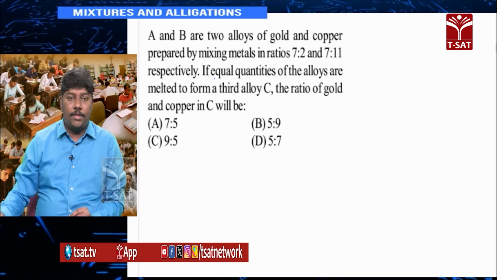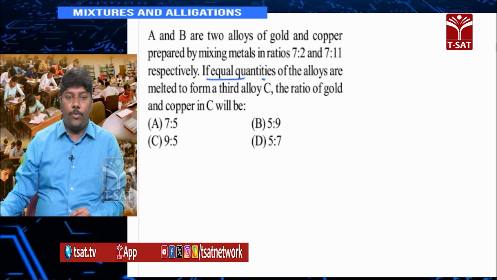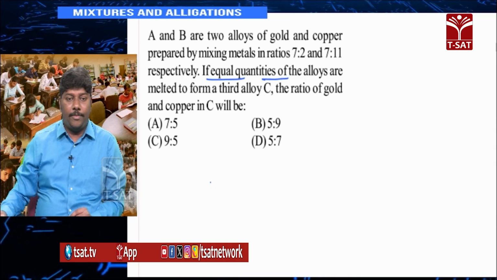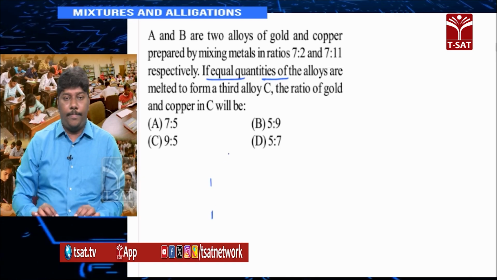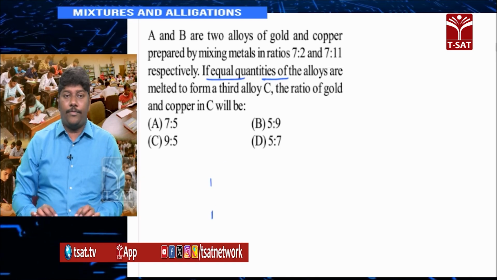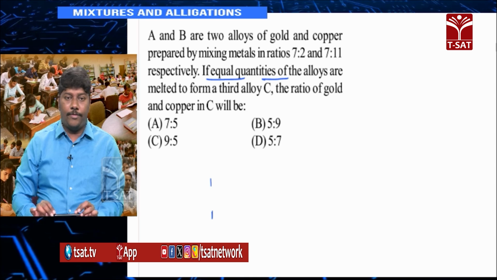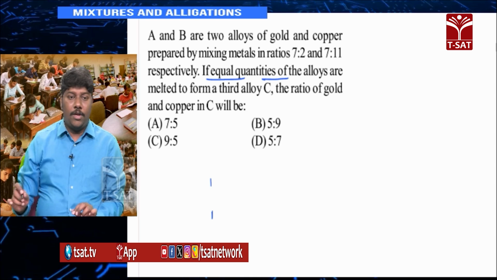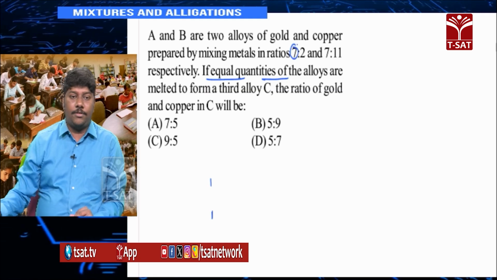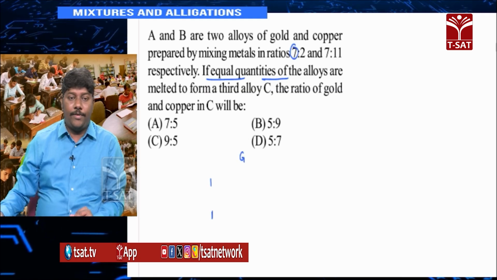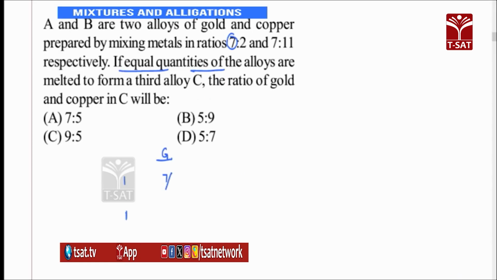Now look at here. Here the term equal quantities, he said. Equal quantity means you are adding them in 1:1 ratio. Now gold and copper are given. I don't need to take both of them at a time. I just need to take one of them at a time. So I am taking gold. What is gold in the first one in terms of parts? In terms of fraction, gold in the first one is 7 out of 9. What is gold in the second one? 7 out of 18 parts.